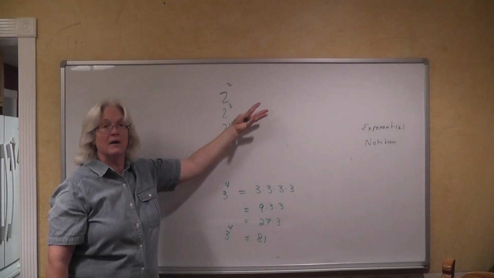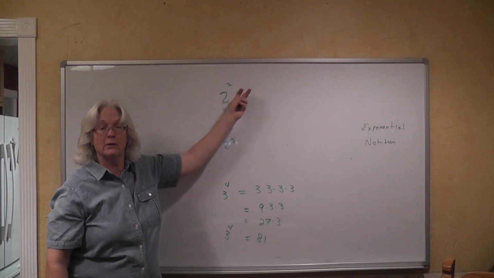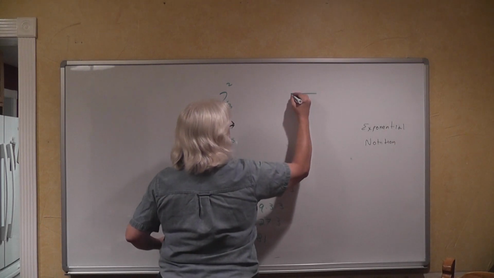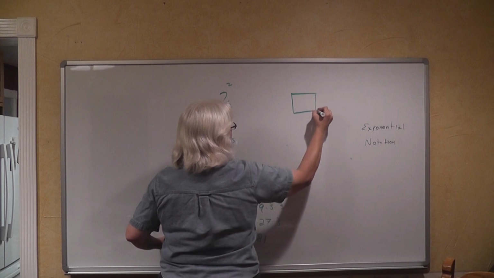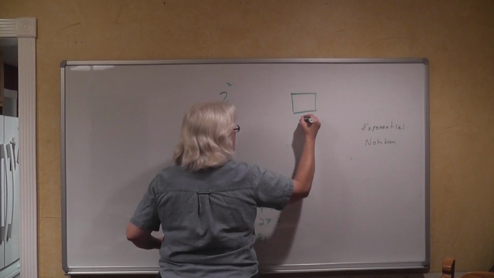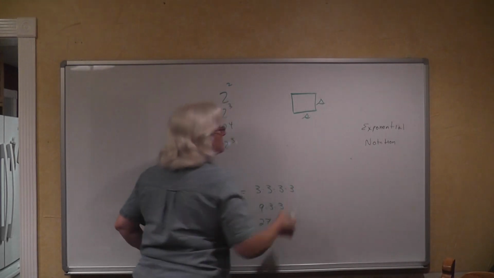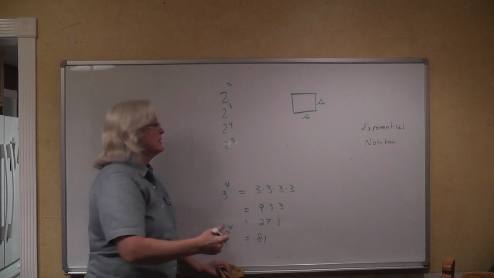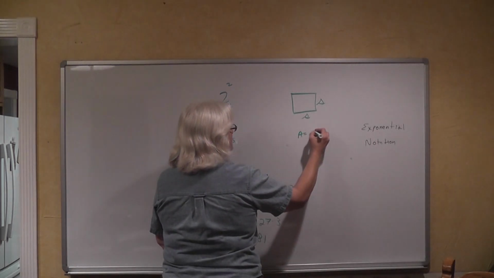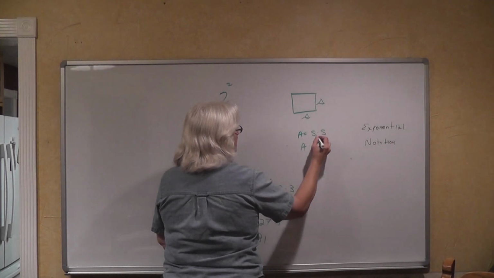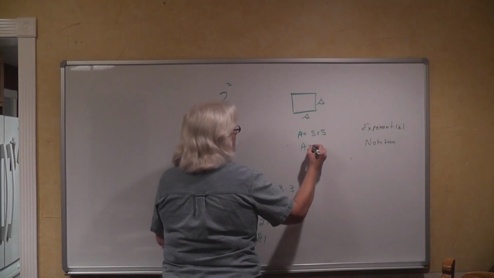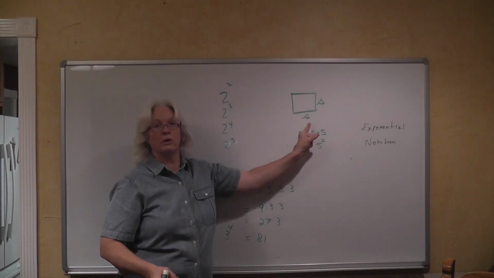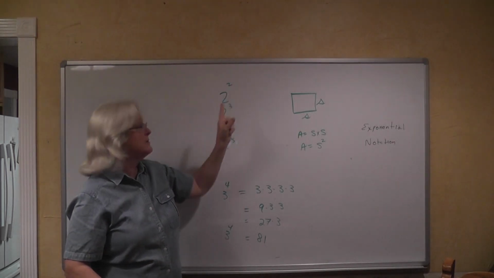2 squared, 5 squared, 7 squared just means that you're using it as a factor twice. And I think it comes from the area of a square. The area of a square has sides that are the same. To find the area of a square, you multiply the side times the side, or you can say that's the side squared. And it comes from this square unit here. And I think that's where we get the 2 squared.